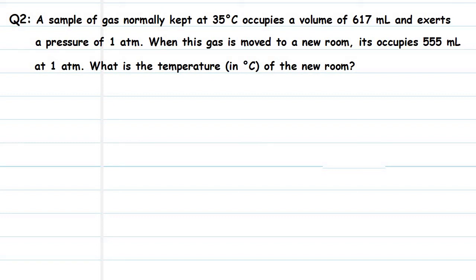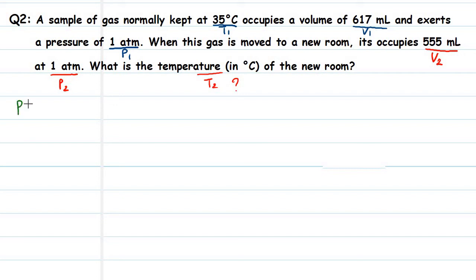Again, we are comparing two situations of gas here. And what they give us is T1 over here, 35 degrees. 670, that's going to be V1. 1 atm is going to be P1. And then 555, that's going to be V2. 1 atm here is going to be P2. And the temperature in the new room, that's going to be T2. And that is what they're looking for.